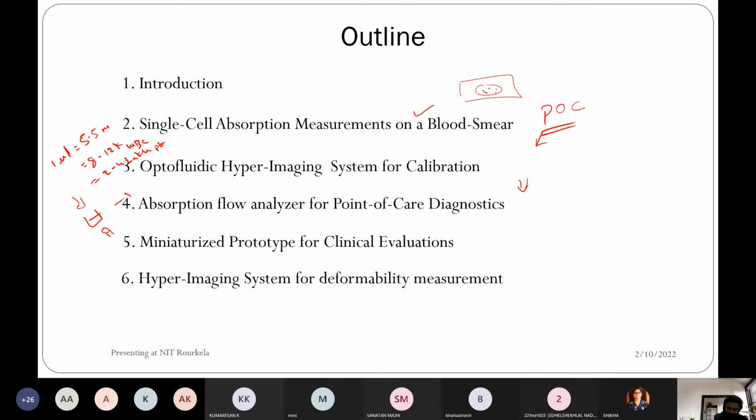Then some of the other applications we can add to this, like the optofluidic hyperimaging system, as well as the POC absorption flow cytometer for point of care devices. I will be talking about those, and then some of the other applications related to this work.